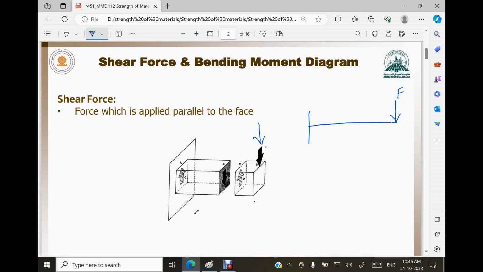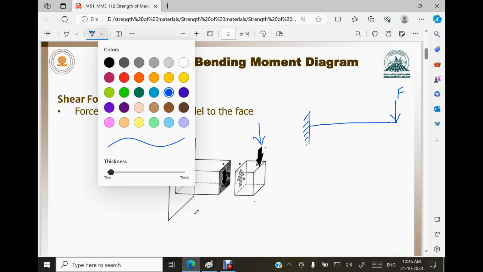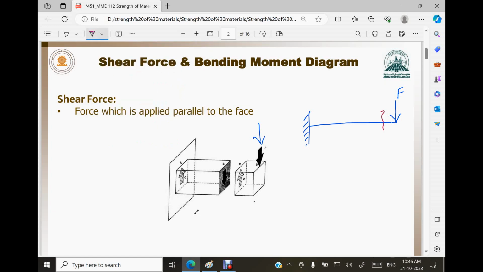This force can cut the beam at any point, at this point or at this point, any point. So what would be the force which will be available for shearing of this beam? That is F. If it is 100 newtons, then at this point also 100 newtons can shear off the beam. At this point also it can do. So at any of these points it can do.